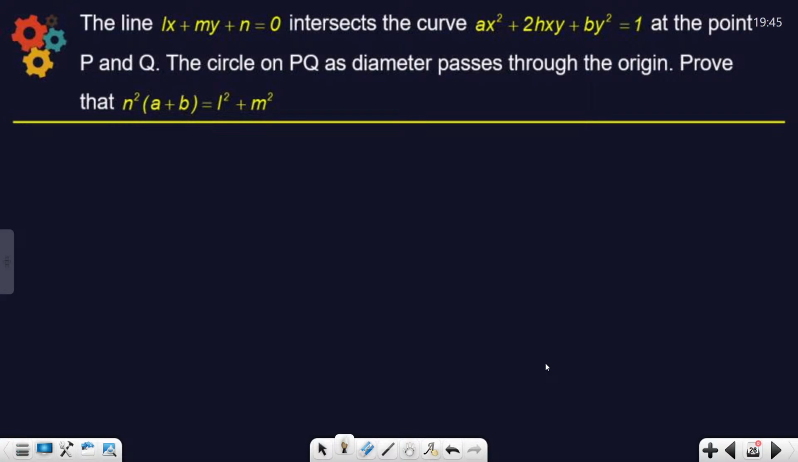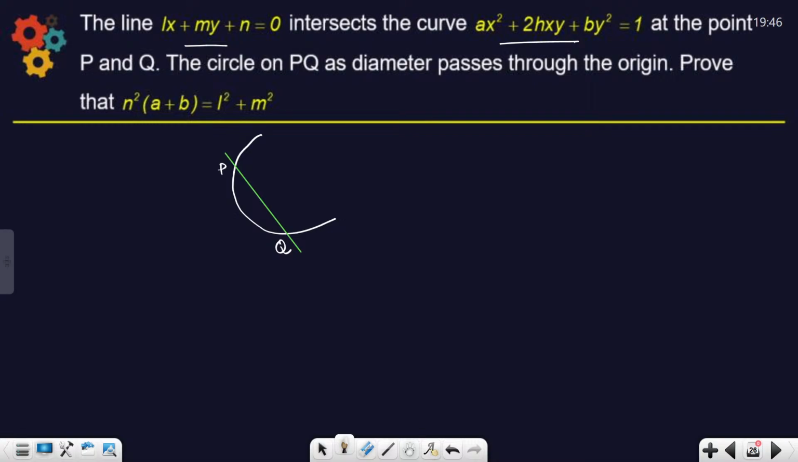Okay, see this question again. This is also a very interesting sum. The method is the same, the logic is the same. You will understand this. See this. The line this intersects the curve this at 2 points P and Q. Let me draw the curve. The curve is this and the line is this. They are intersecting at 2 points P and Q.